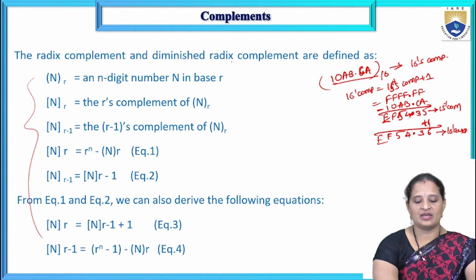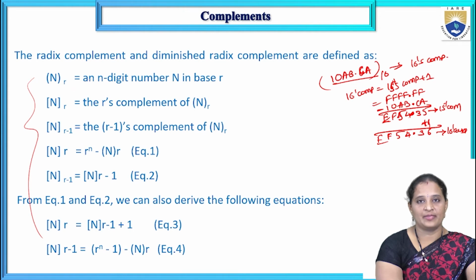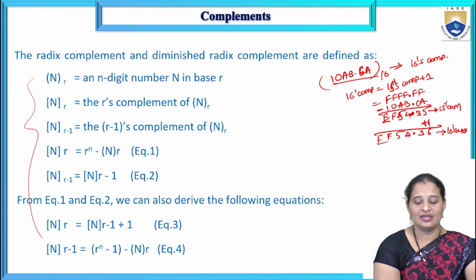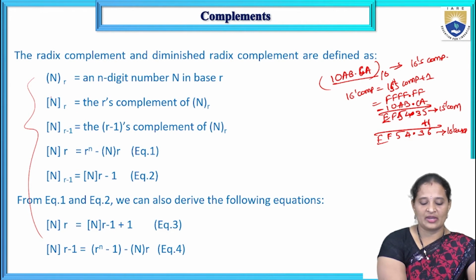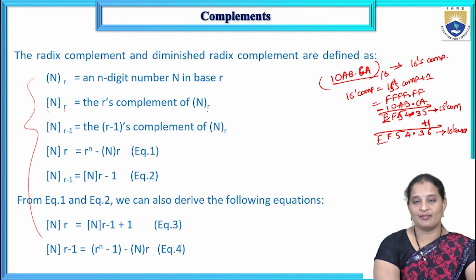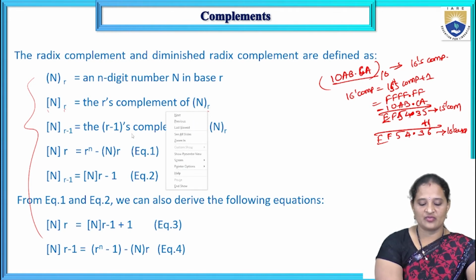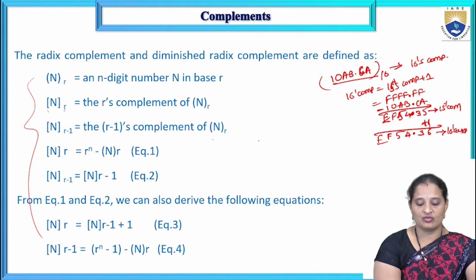The radix complement and diminished radix complement are defined as follows. I am representing n in base R, where n is an n-digit number in base R. Whatever the base may be, R may be either 2, 8, 10, or 16. The square bracket with R represents the R's complement of number n. Next, R minus 1 represents the R minus 1's complement of number n to the base R.